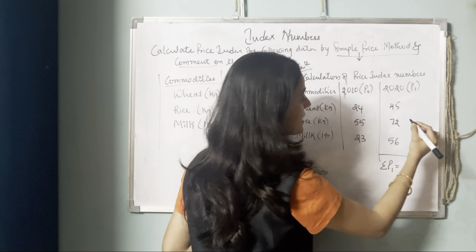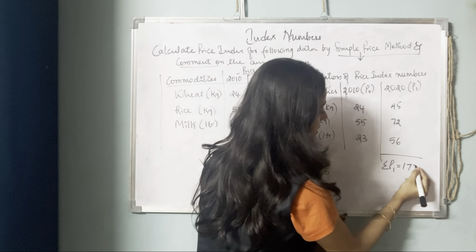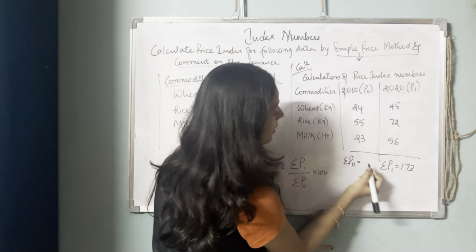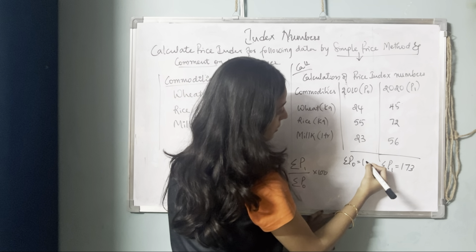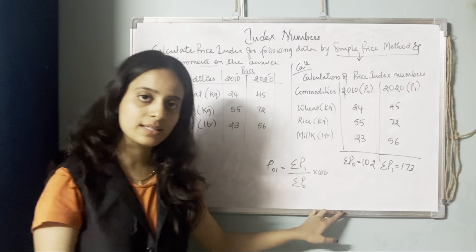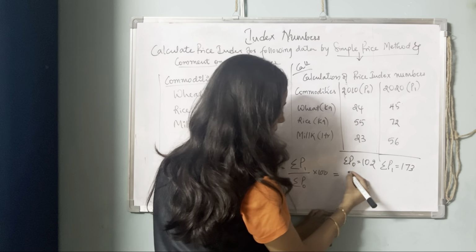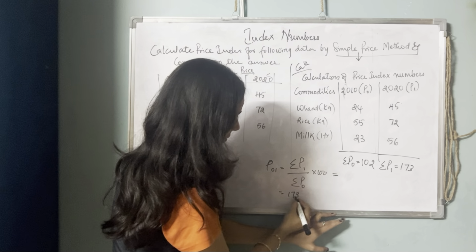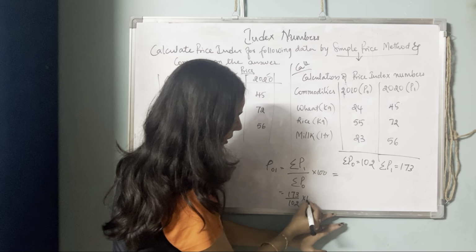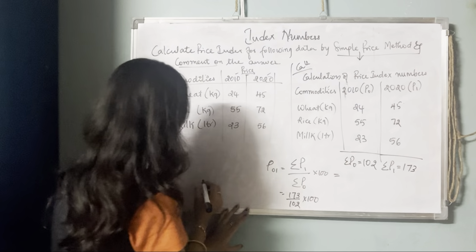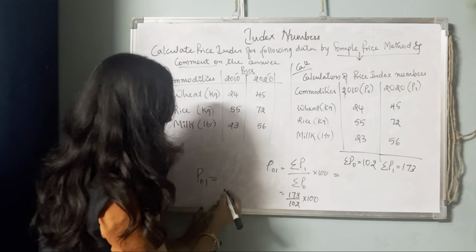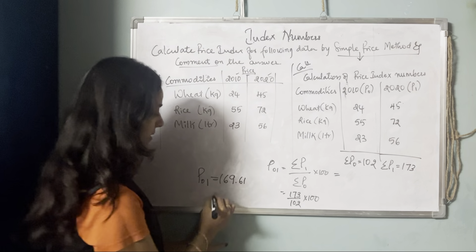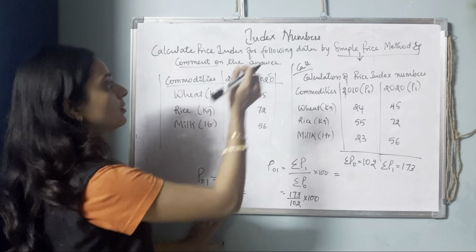How much? 45 plus 72 plus 56. 173. Okay. Similarly, summation of P0 is 102. Fine, 102. Now substitute the values. How much is P01? 173 divided by 102 into 100. Simplify. So P01 is equal to 169.61. Yes, 169.61. The answer. We found the answer.